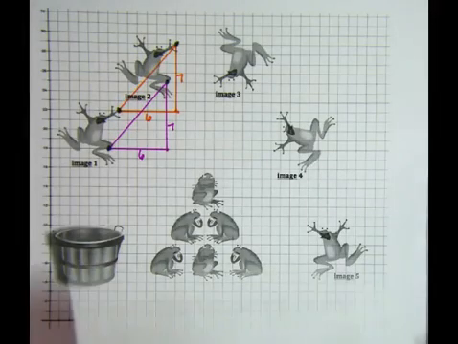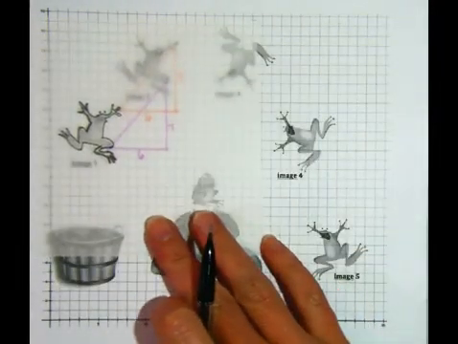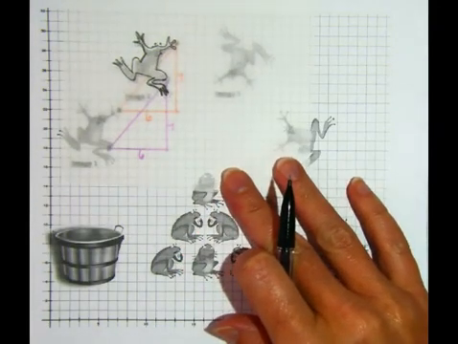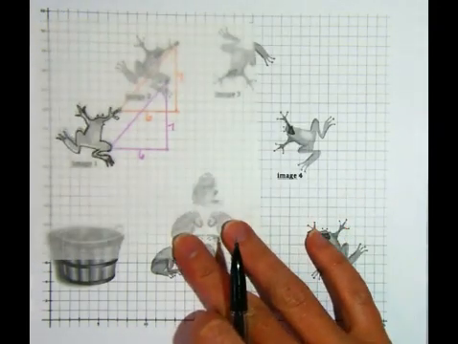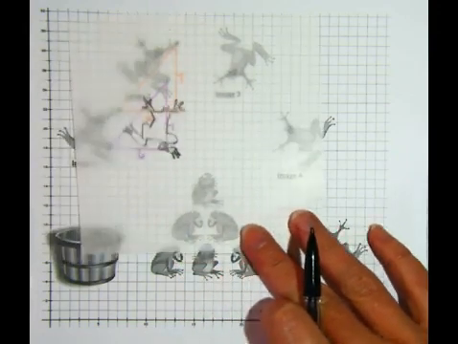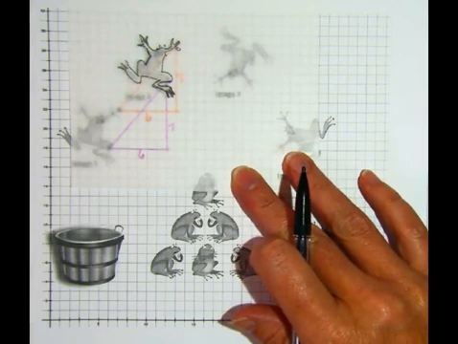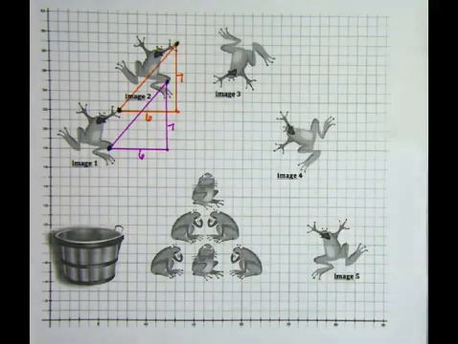We can use patty paper to verify the transformation was a translation. We can see that image 1 was mapped onto image 2 by a horizontal movement and a vertical movement. We can also use the properties of a translation.